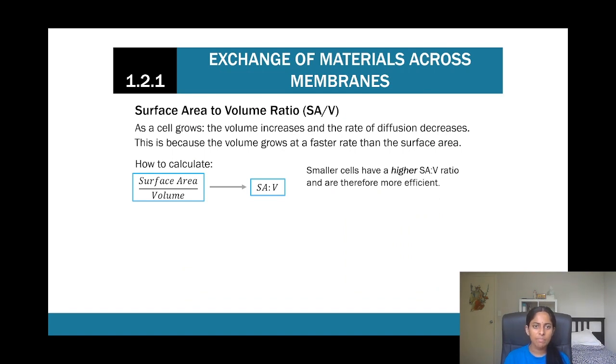Another important factor that comes into play when you're exchanging materials across membranes is surface area to volume ratio. It's important because it affects the rate of diffusion, so how fast or how slow diffusion occurs. One thing to note is that volume actually grows at a faster rate than surface area. The way to calculate surface area to volume ratio is dividing surface area by volume. Smaller cells tend to have a higher surface area to volume ratio, and because of that, they are more efficient.